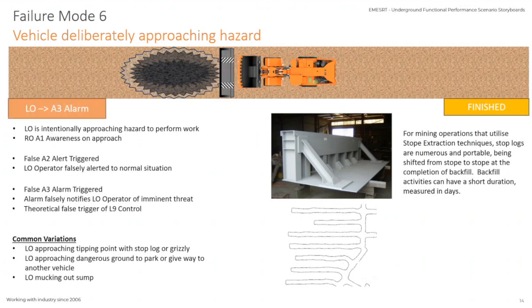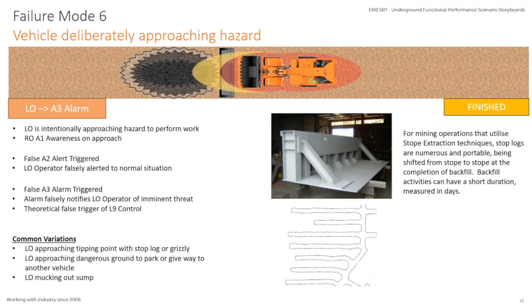There are other examples of what that could be. We've shown a stop log. Sometimes it's a grizzly, so you can actually drive on top of the void. It could be unsupported ground, so you could have a jumbo approaching unsupported ground in order to set up and do some ground support work. It could even be a loader mucking out a sump. A lot of operations will only allow a loader to enter a sump so they can muck out all the fines, all the mud that's built up, or the shotcrete fibres that are washed in, depending on the operation. So sometimes we actually need to deliberately do that.